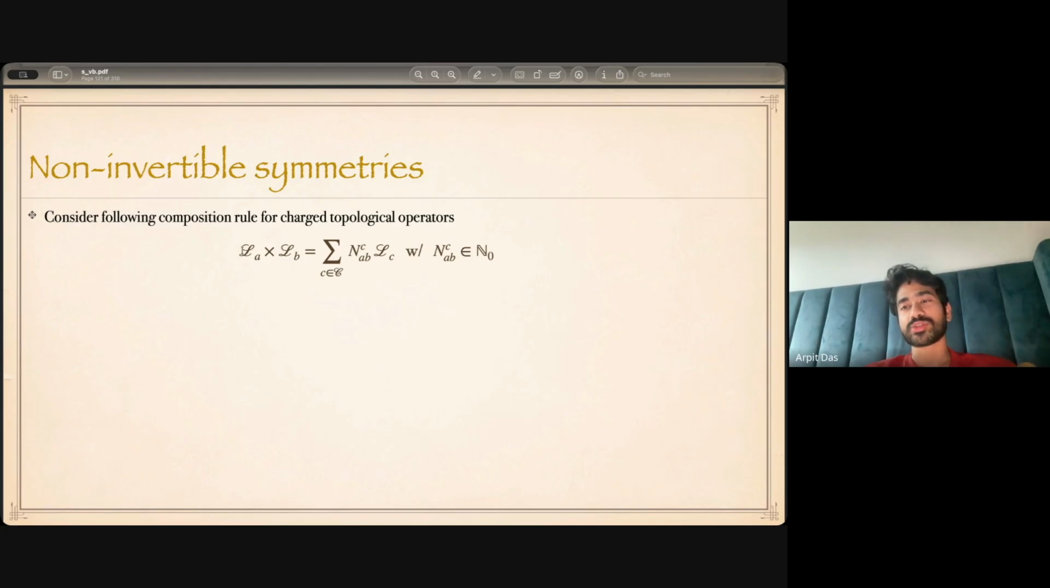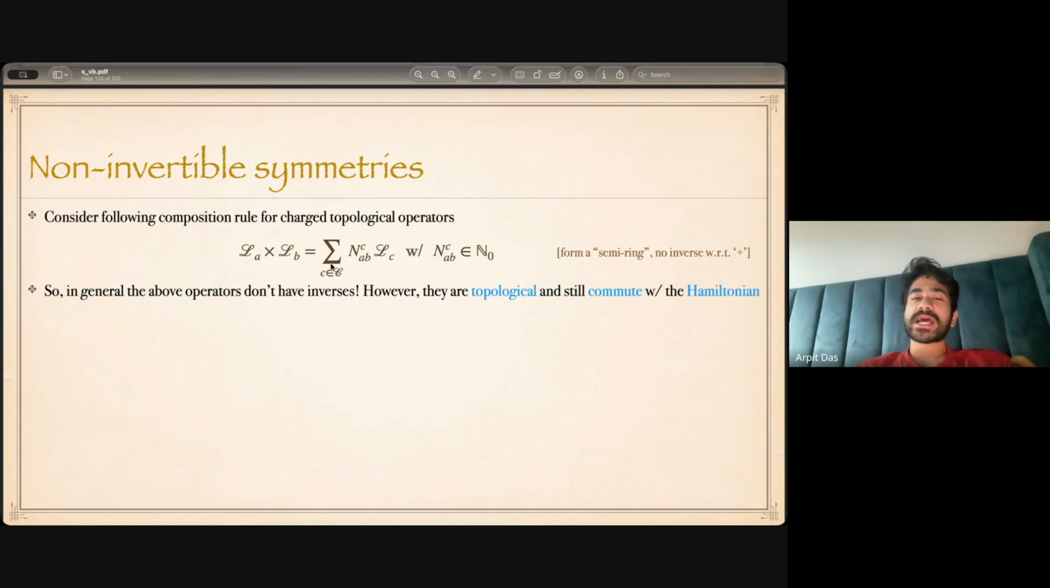So if you compose two group elements, you get just one group element, but now you get some kind of a direct sum or like a string of group elements. So when that is the case, this L is what is called a non-invertible symmetry, in the sense that it doesn't form a group. Not all of these L's will have inverses. In the precise mathematical setting, this is what is called a semi-ring. But for us, it's just any operator that satisfies such a composition.